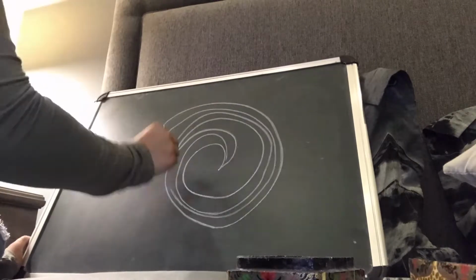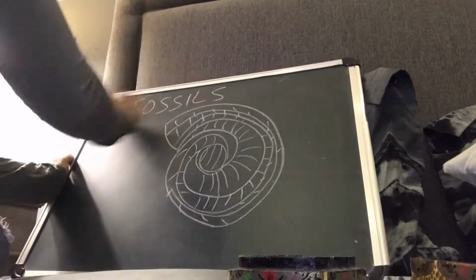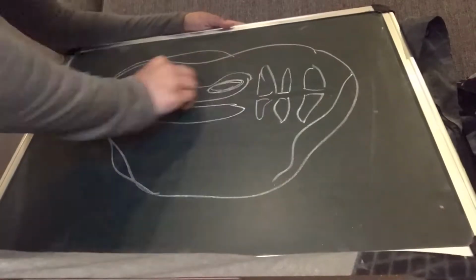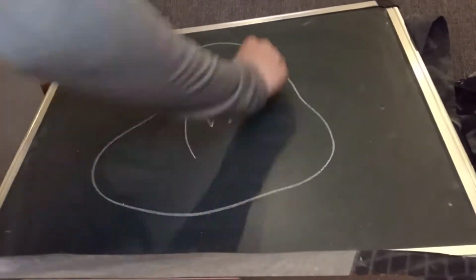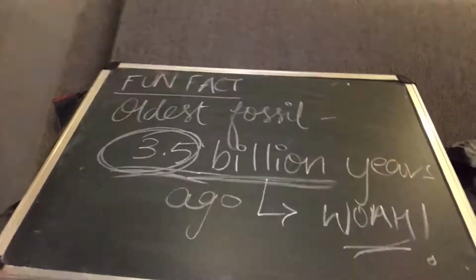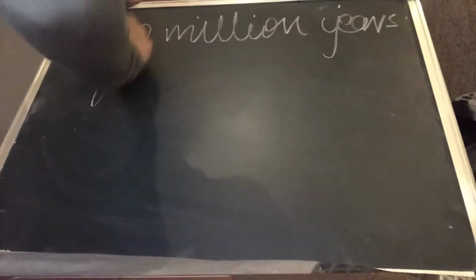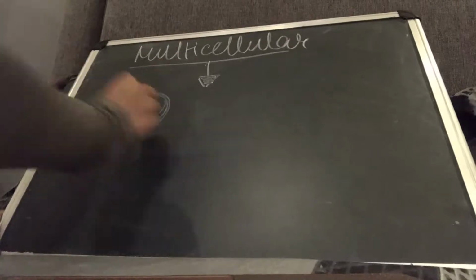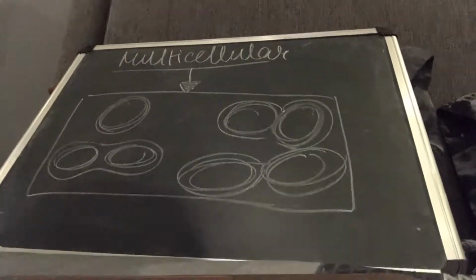Fossils are the remains and traces of ancient organisms. A fossil is the preserved remain or trace of organisms like plants, animals, etc., that lived in the distant past. The oldest fossil dates to around 3.5 billion years ago, but it wasn't until 600 million years ago that complex multicellular life began to be preserved in the fossil record.